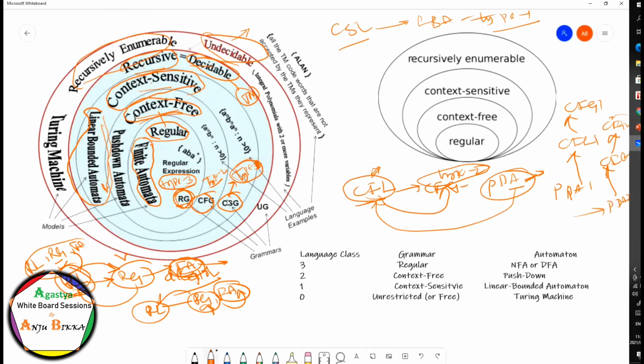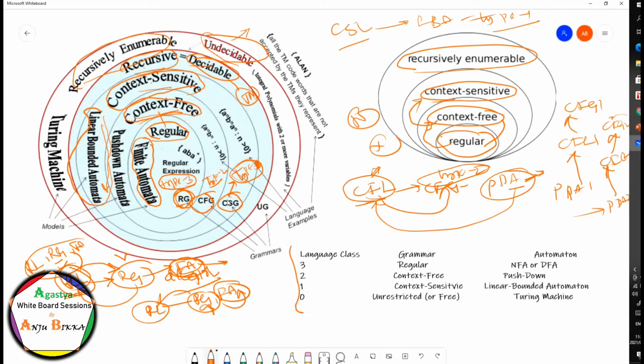So regular languages are a subset of context-free languages, meaning all regular languages are context-free. Are all context-free languages regular? No, because context-free is the superset of regular. Then context-sensitive languages is the superset of context-free, meaning all regular and context-free languages are obviously context-sensitive. Then recursive enumerable contains all the remaining three.